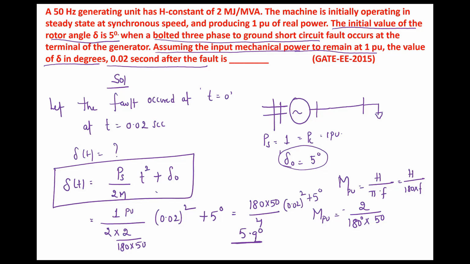He's asking for the rotor angle, that is the delta value, 0.02 seconds after occurrence of the fault. For this, you have to use this formula, which we have learned already. Okay.